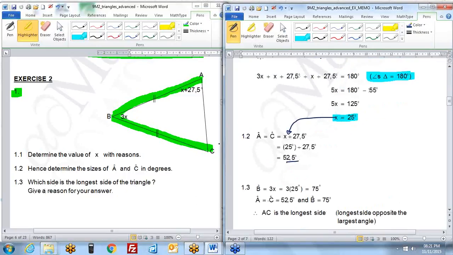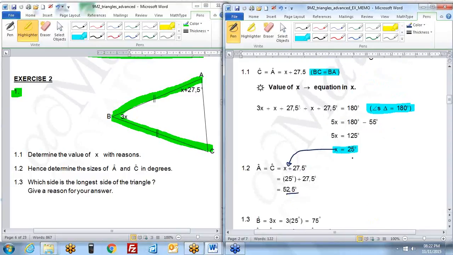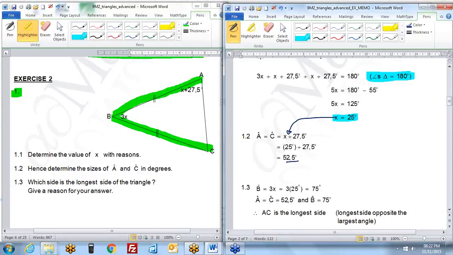So now you say angle B equals 3x, in other words, 3 times the value for x, which is 25, which gives you 75 degrees. Angle A and angle C are the same in size, and both of them are 52.5 degrees. And angle B is 75 degrees. Therefore, AC is the longest side because it's opposite the largest angle. So the longest side is opposite the largest angle.